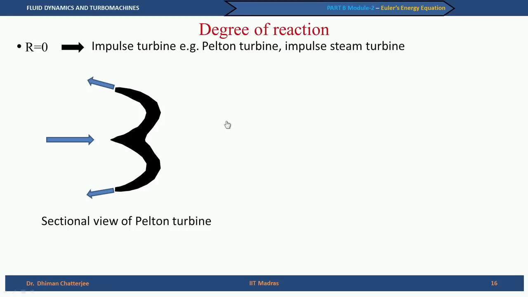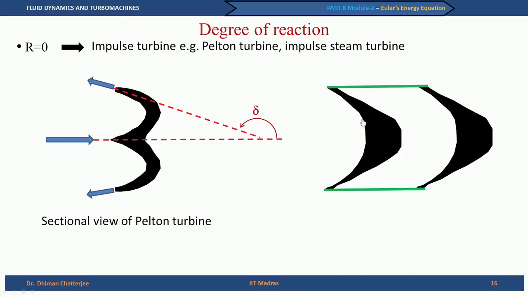So, in the absence of the blade, what I would have got is the flow should have gone along this straight line. But now the fluid is leaving at this angle, which means there is a deflection angle delta which is close to 180 degrees. In case of Pelton turbine, we will see later that it is about 165-170 degrees.